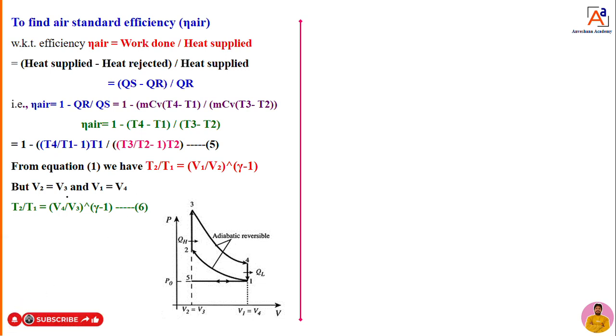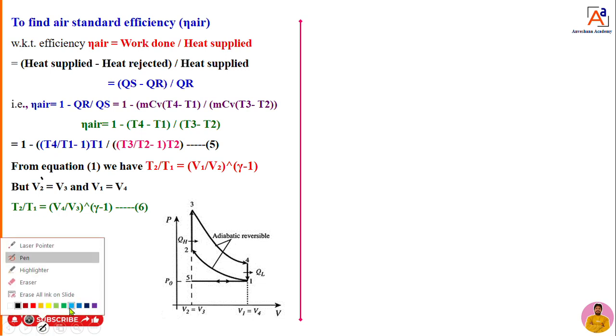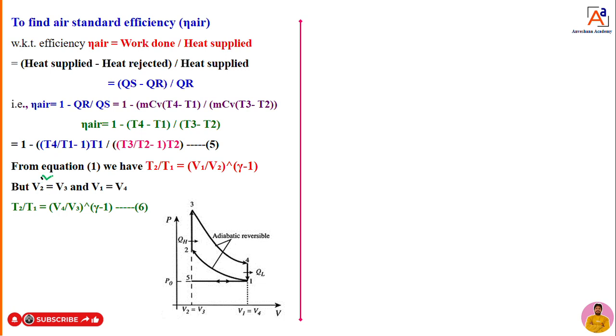Now, what is the V2? We know already. We know that V2 is equal to V3 from the diagram, and V1 is equal to V4 from the conditions. So for T2 by T1, what is the value of V1? V1 is equal to V4. What is the value of V2? V2 is V3. I will substitute V1 and V2 in the above equation.